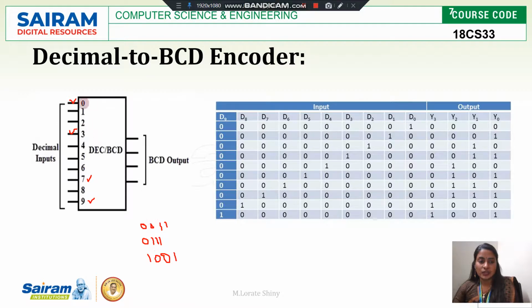That we can check. Input is 0, that is selected, so outputs are 0. Now 3, to select 3 you have to put 1 in D3. D3 should be selected, so you will get 0 0 1 1. Next 7, for that D7 should be selected. In D7 you have to mark 1, so that time you will get 0 1 1 1. To select 9, D9 should be 1, so you will get 1 0 0 1.